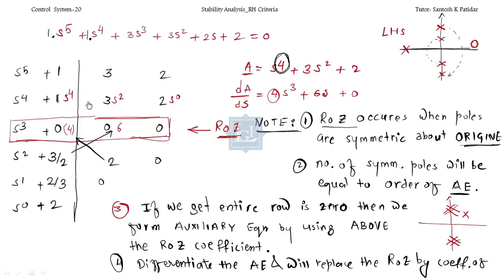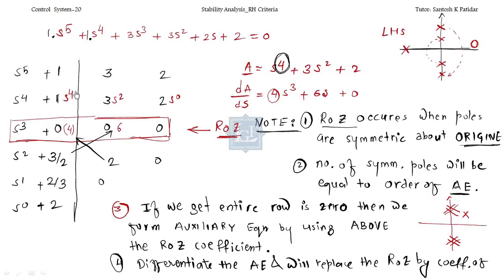See here, we form the auxiliary equation. We use the coefficients of the row just above the row of 0. Now we differentiate it. So the coefficients of this, we replace this entire row by these coefficients, 4, 6. Now you are no more with zeros. Now you have 4 and 6. Now we proceed according to the procedure, whatever the rules we have.